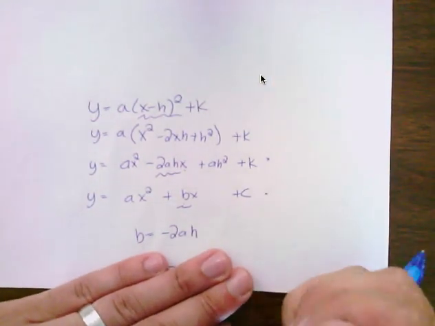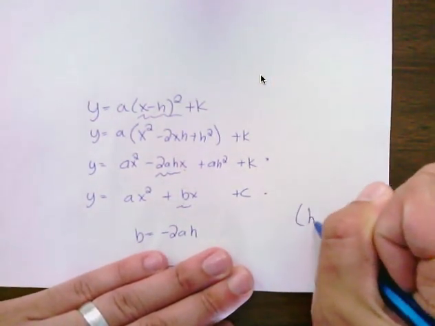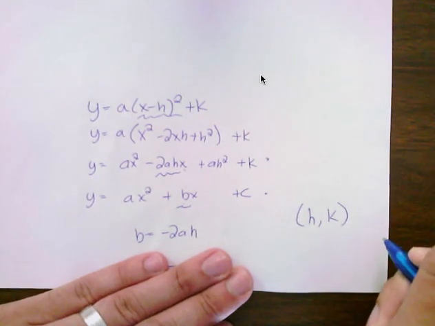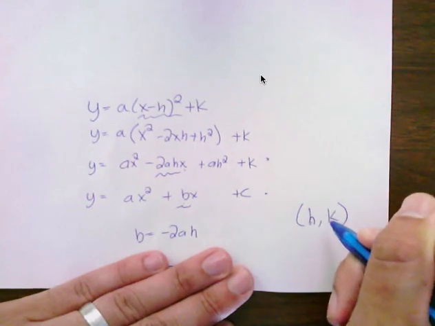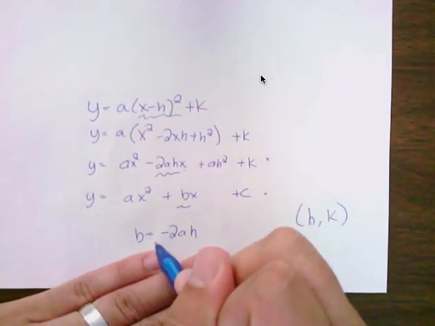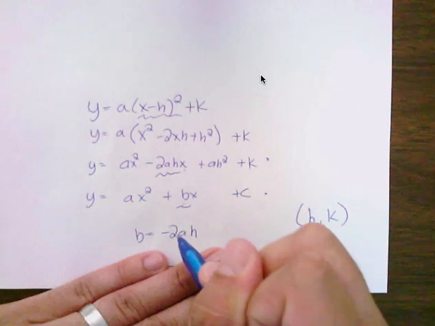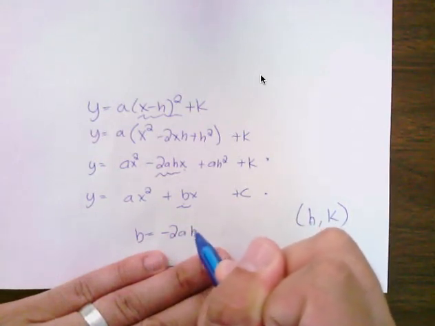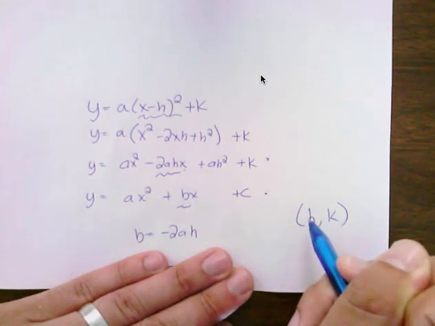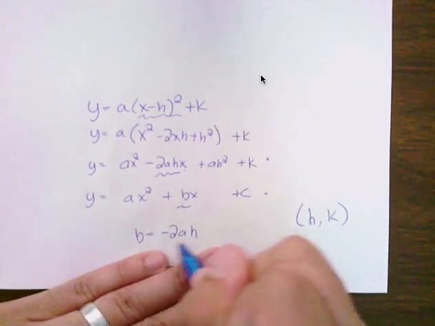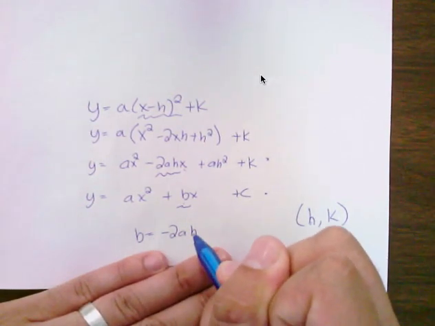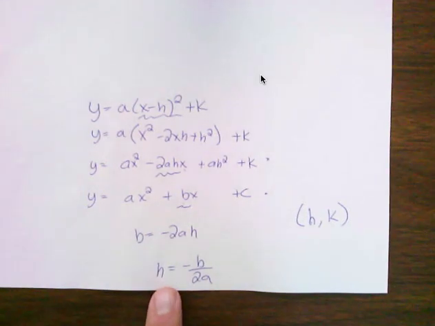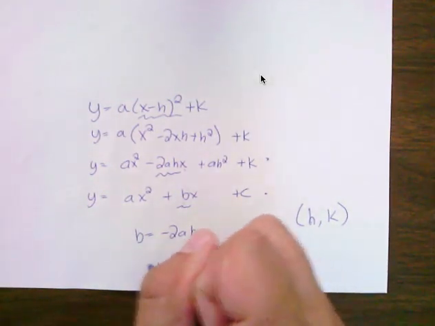Now here's why this is useful to us. In vertex form, we know h and k is my vertex. If I know h, I know the first part of my vertex. So we have this equation here that says b equals negative 2ah. There is an h here that if I knew what it was, then I'd know the first part of the vertex. So mathematicians used a little Algebra 1 and solved this equation for h. When you solve this equation for h, you get h equals negative b over 2a.